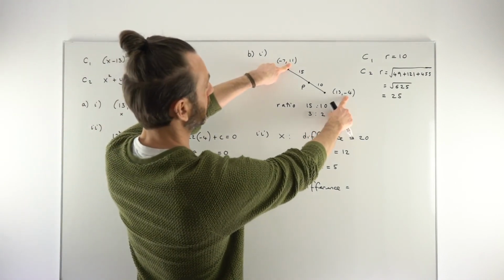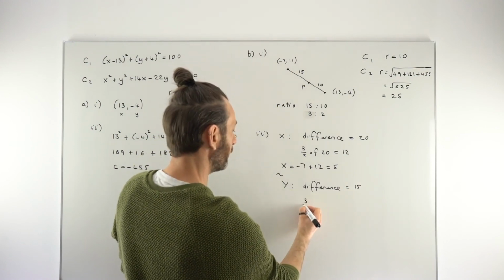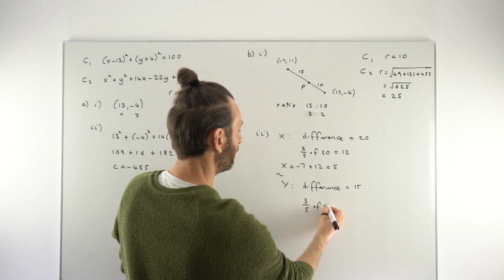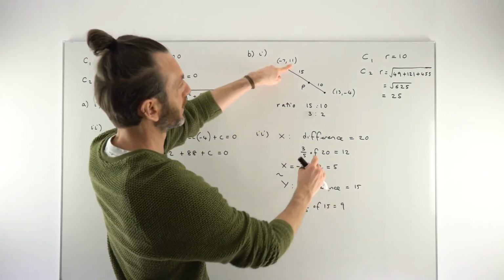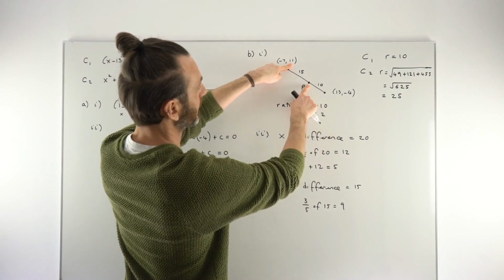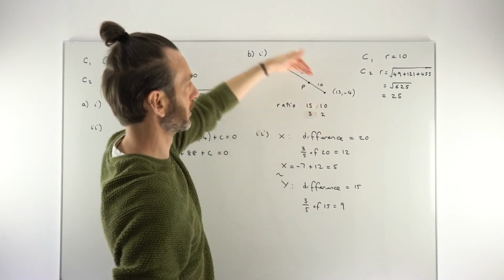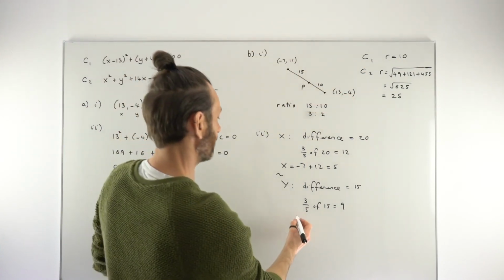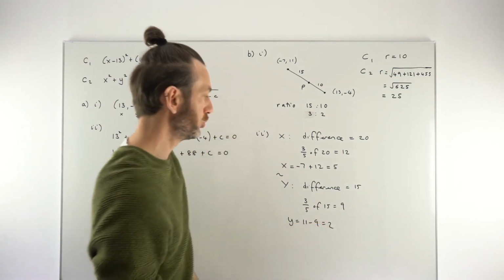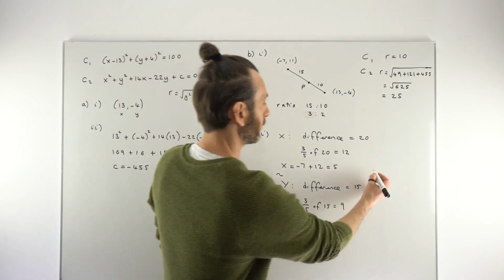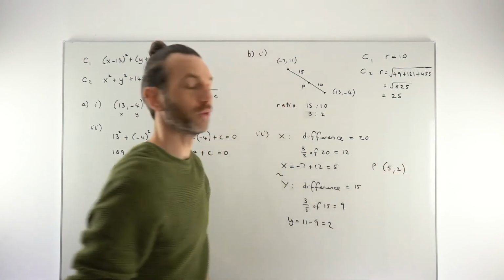So the difference between these numbers is 15. Again, we're using the same ratio, so we're using 3/5 of 15. So 1/5 of 15 is 3, times 3 is 9. So the difference between here and here is 9. We're starting at 11, we're going down because this is a negative number, so in the y direction we're going to start at 11 and take away 9, and that will land us up at 2. So we've got 5 and we've got 2, so the coordinates of point P are 5, 2. So 5, 2 is what we're looking for.